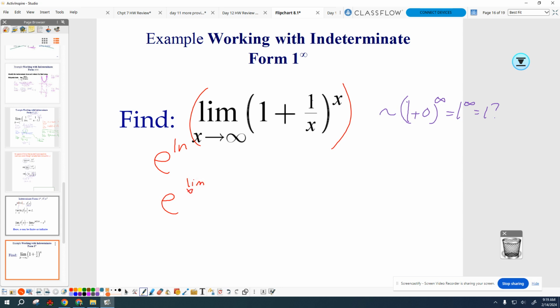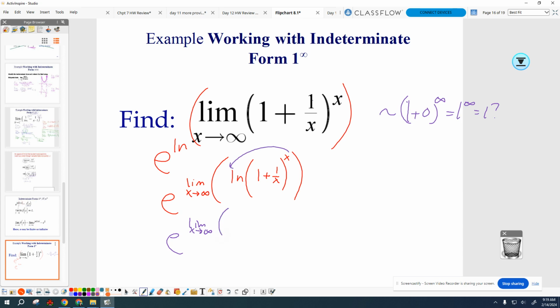And I said a moment ago we could move the limit around. Previously, I moved it into the function. Here, I'm moving it out. Why? Because this is a moving target to a moving target. It's hard to manage. I want to bring that exponent down. And now I can do stuff with this.